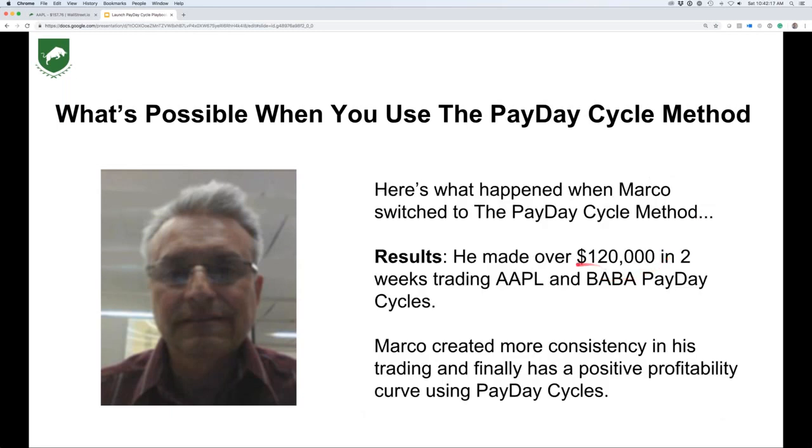The result was he made 120 grand in only 2 weeks trading Apple and Alibaba cycles. He got these perfect like 8 or 9 day cycles with calls. He created more consistency in his trading and finally has a positive profitability curve. I think last year he made over 100 grand just trading Amazon payday cycles. The previous year it was Tesla. He only trades a handful of stocks. He trades a lot less. He's a lot happier, spends less time in front of his screen, and makes a lot more cash.